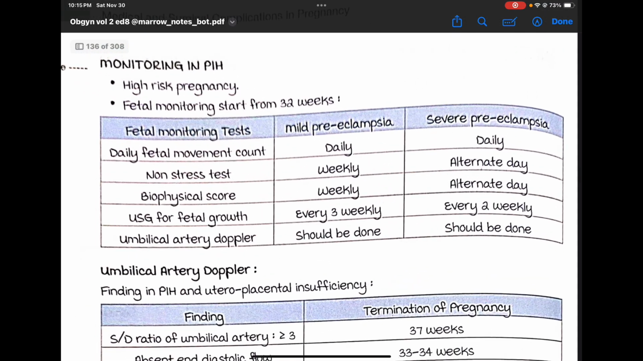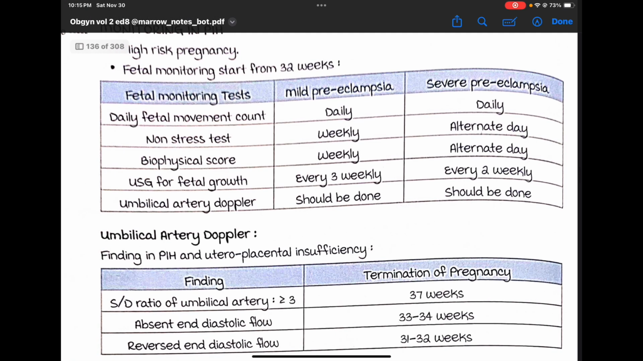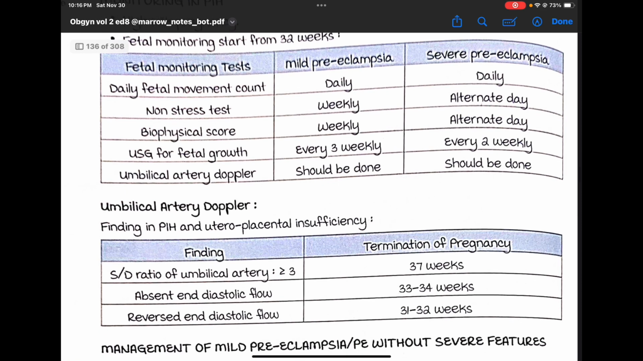Monitoring in pregnancy induced hypertension. High risk pregnancy: fetal monitoring starts from 32 weeks, in both mild and severe preeclampsia. Daily fetal movement count. Non-stress test weekly. Biophysical score weekly, while alternate day in severe preeclampsia. Ultrasound for fetal growth every 3 weeks, or every 2 weeks. Umbilical artery Doppler should be done.